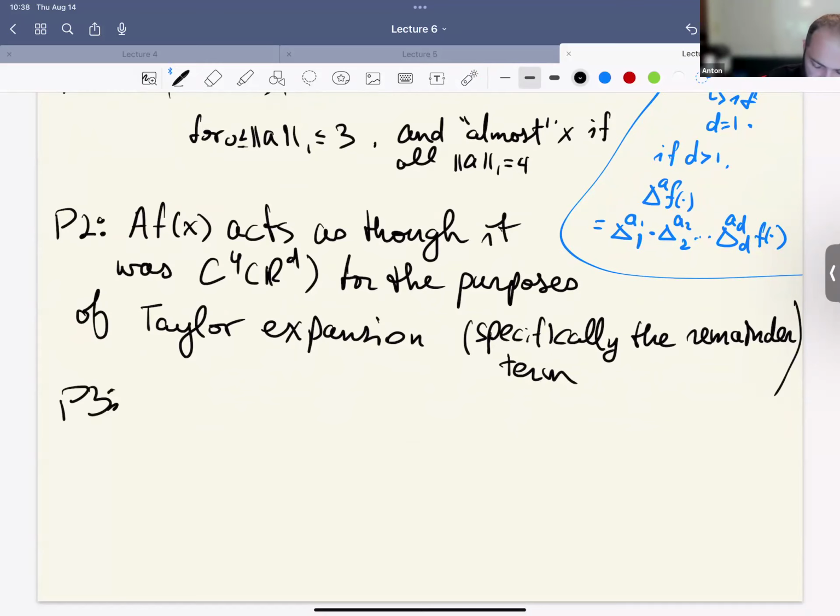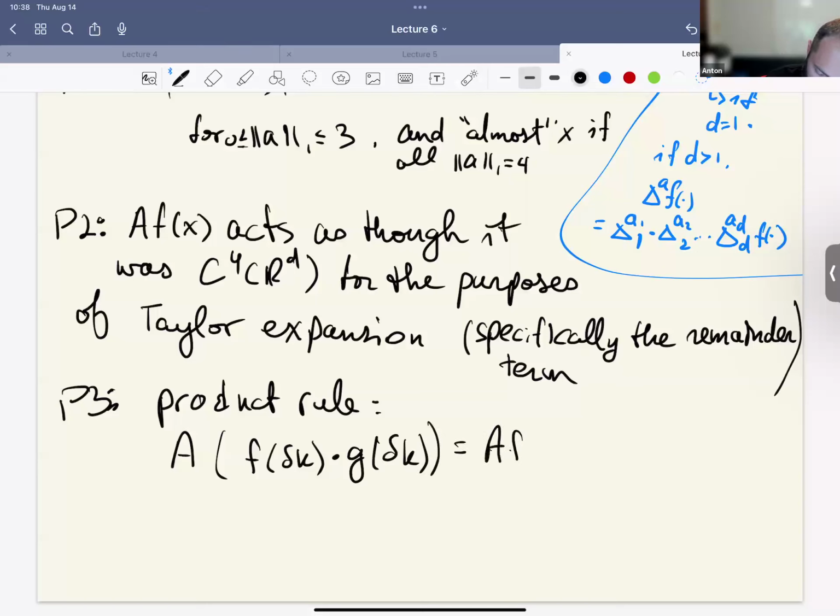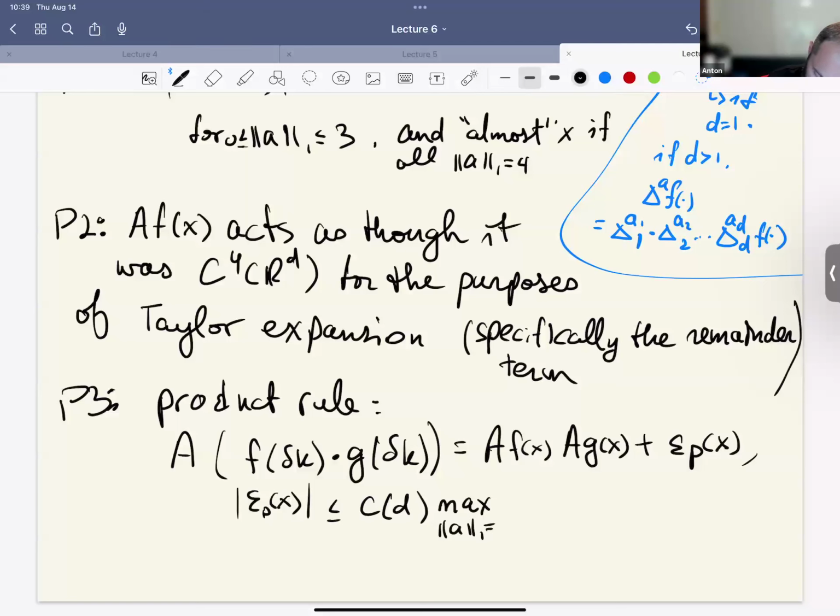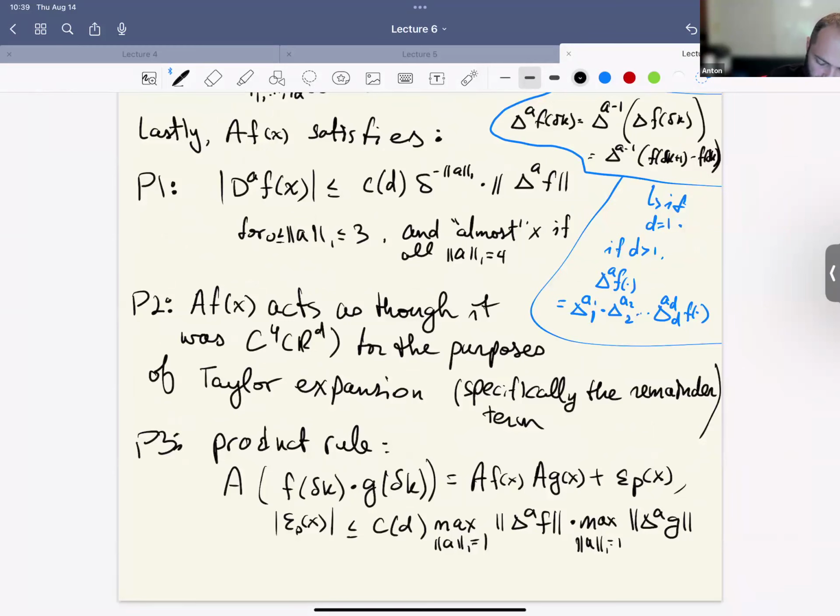Property number 3, this is the product rule. A applied to f of delta k times g of delta k is Af of x times Ag of x plus this epsilon, which is an error term, where epsilon of x is bounded by some constant that depends on delta, and the maximum over all first order differences, delta Af, times the maximum over first order differences, delta Ag. Okay, this is it.